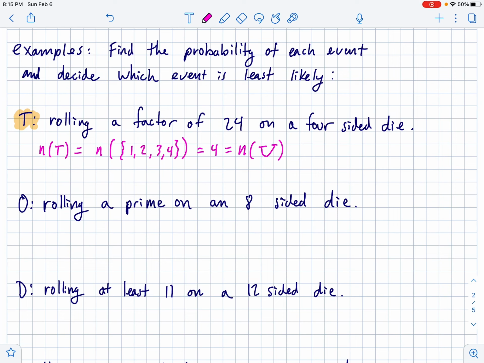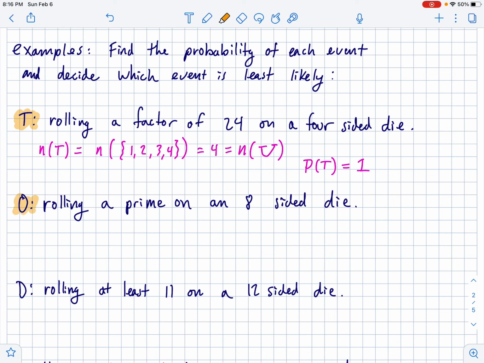Now, rolling a factor of 24, 1, 2, 3, and 4 are all factors of 24. They all divide 24. So in this case, we get that the probability of T is going to be 1. That's because every single one of those is a factor of 24. So no matter what, it's going to happen. We're going to get a factor of 24.